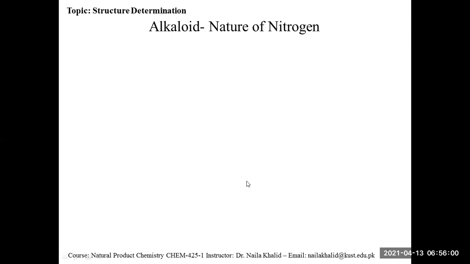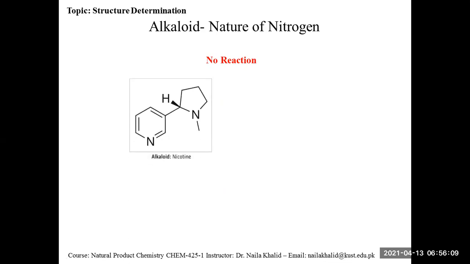If your nitrogen is tertiary in the alkaloid, it will give you no reaction. No reaction will take place. Negative test. The example is nicotine. This nitrogen is tertiary in nature. Another example is morphine. It has tertiary nitrogen. It will give you a negative test with nitrous acid. When both are treated with nitrous acid, they will give you no reaction.